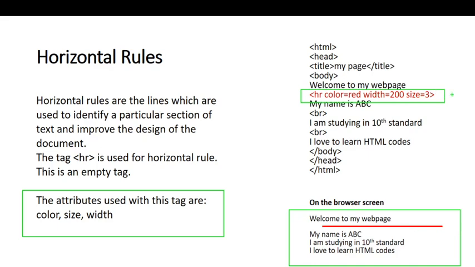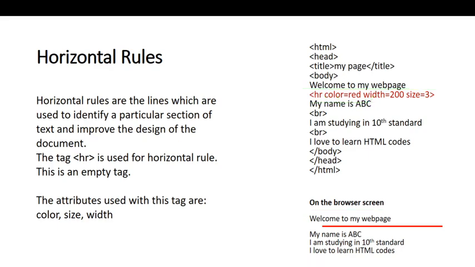Size is 3. This width and size are not exactly shown on this screen, but they will display on the browser screen when you run the file on the browser. The width and size will display according to what we specified in the code. So you only have to refer to the code, how we are using the attribute in the code. So this is how we apply the horizontal rule.